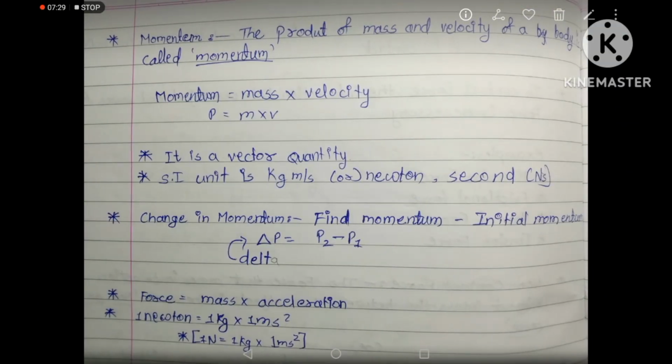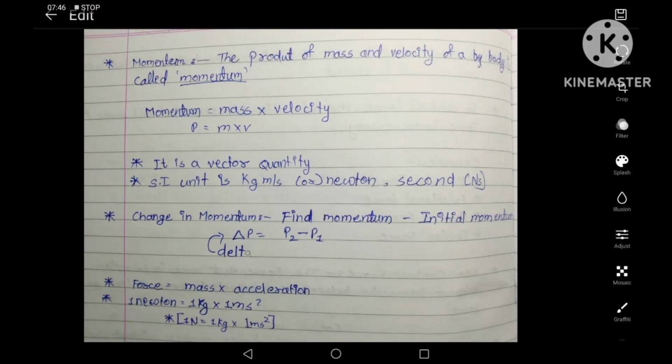Our next topic is momentum. It's not quite a hard topic, but you will take time to understand it. The momentum definition is mentioned here: the product of mass and velocity of a body is called momentum. If you multiply the mass by the velocity, you will get the momentum.